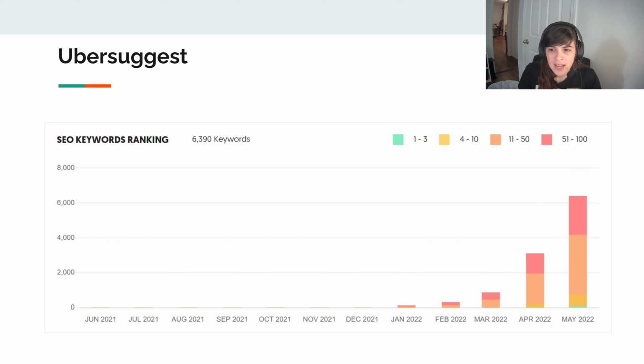So here's just a graph of the keywords that I'm generally ranking for and where they are showing up. And as you'll see, the number of keywords continues to grow and the number of green continues to grow.